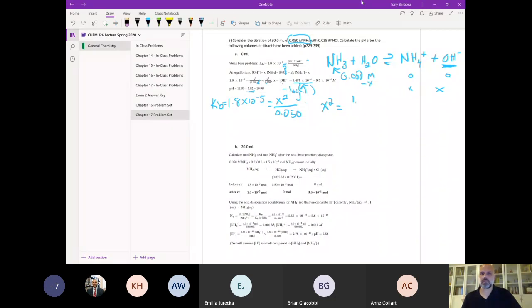1.8 times 10 to the minus 5 times 0.050. You do the math here, and then you take the square root, right? So then x is equal to the square root of all of these numbers. And then that's going to give you the 9.5 times 10 to the minus 4.